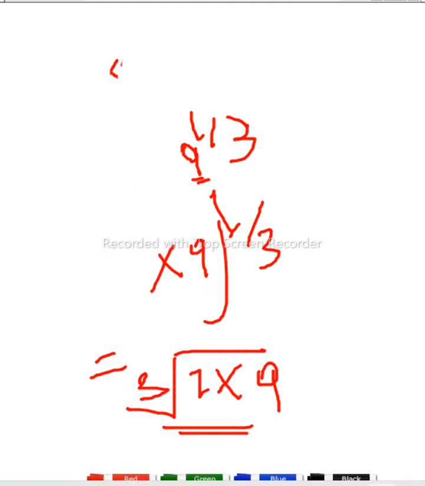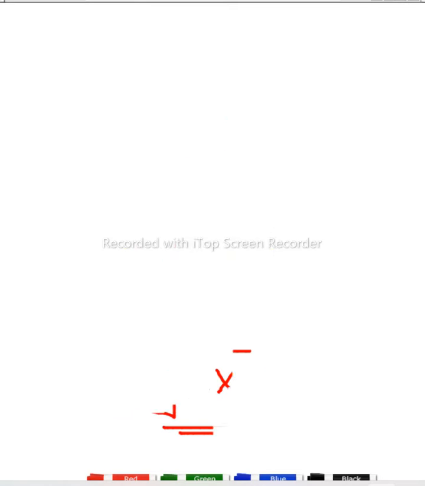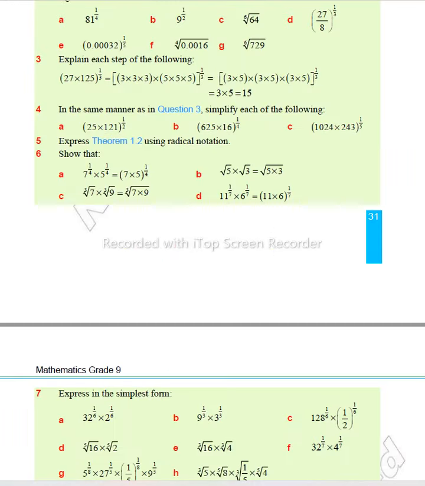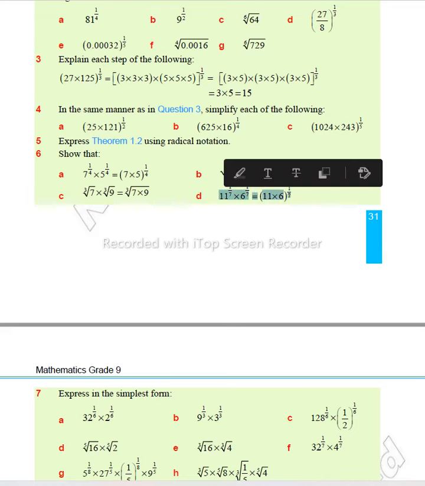In the question, letter D is very simple. Let us leave it as it is, because we have the same exponent, 1 over 7, for both numbers. We take the common exponent 1 over 7.